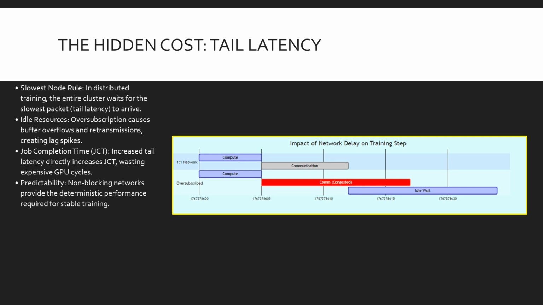This Gantt chart compares two training iterations. The top bar, the 1:1 network, shows a compute phase followed by a short, predictable communication phase. The bottom bar, oversubscribed, shows the same compute phase, but the communication phase is dragged out due to network congestion and tail latency. Red idle wait blocks represent wasted time where the expensive GPUs are doing nothing but waiting for the network to catch up.